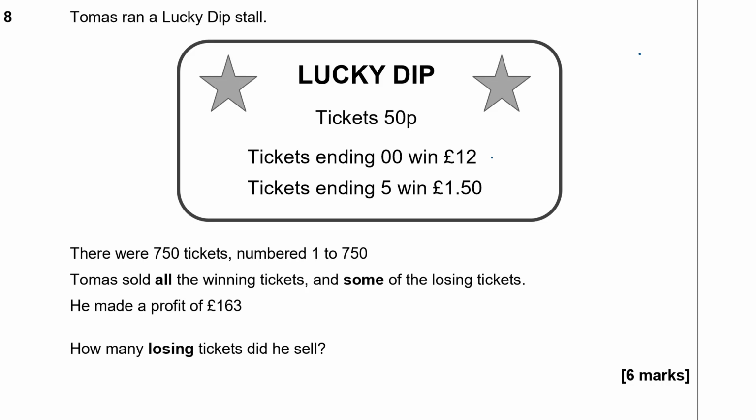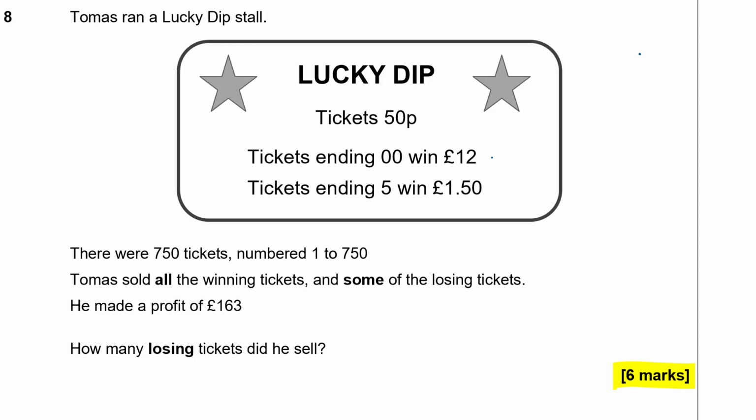Okay, so to work this out, we're going to have to do several things. You can see this is a 6-mark question, so there will be at least 6 things we need to do along the way. I think what we're going to need to do first is work out how much he pays out in prize money. Then if we add that to his profit, we'll know how much money he had altogether coming in. And then we can work out how many tickets he sold. So let's work out how many winning tickets there were to start with.